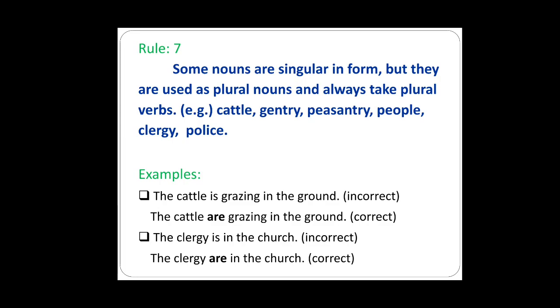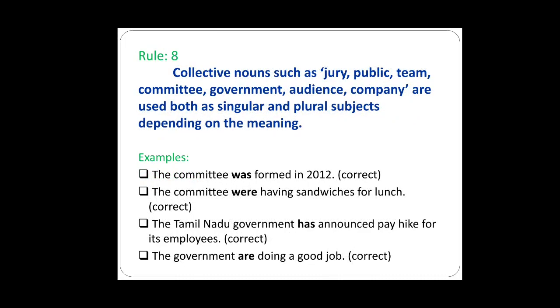Rule number 7. Some nouns are singular in form, but they are used as plural nouns and always take plural verbs. Example: cattle, gentry, peasantry, people, clergy, police. Examples: the cattle is grazing in the ground. This is incorrect sentence. The cattle are grazing in the ground. This is correct sentence. The clergy is in the church. This is incorrect sentence. The clergy are in the church. This is correct sentence.